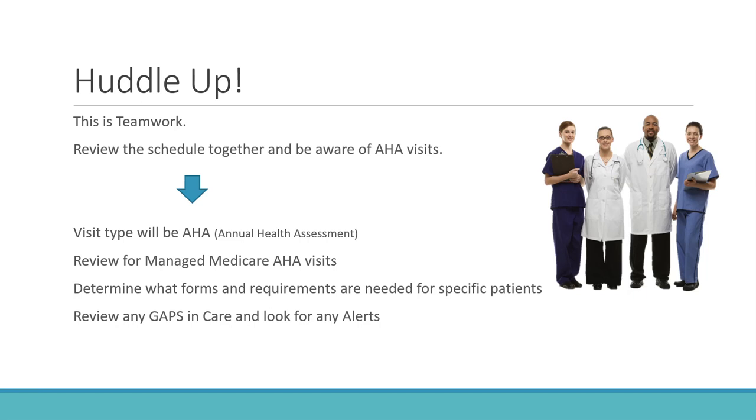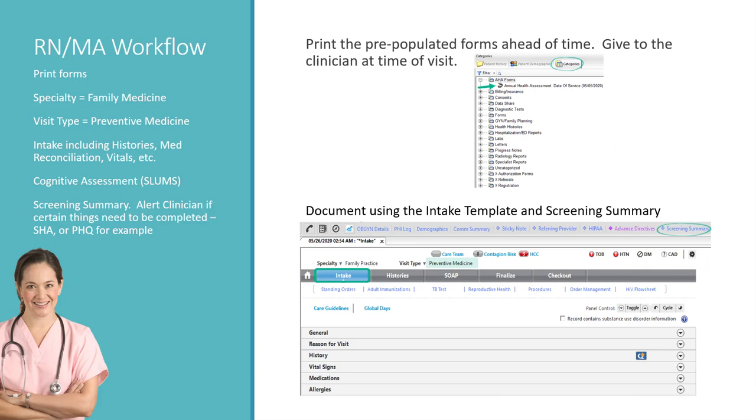So this starts with the huddle. You're going to review the schedule together so you're aware of how many AHA visits are to be done. You can look for the forms to be sure that they're ready. You can look for gaps in care and any requirements specific to that patient.